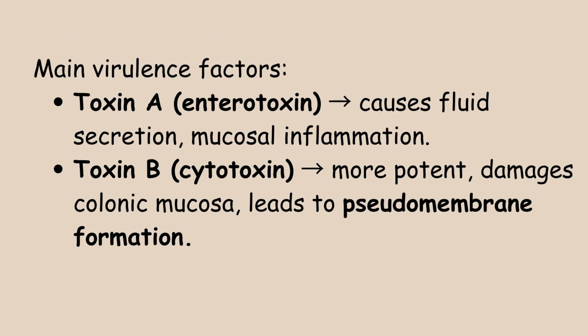Clostridium difficile then releases two major toxins: toxin A, an enterotoxin, and toxin B, a cytotoxin. Enterotoxin attracts white blood cells, increases fluid secretion and causes diarrhea. Cytotoxin is even more dangerous. It damages the cells lining the colon, leading to tissue necrosis and the formation of pseudomembranes. Together, these toxins cause inflammation, fluid loss and tissue damage.